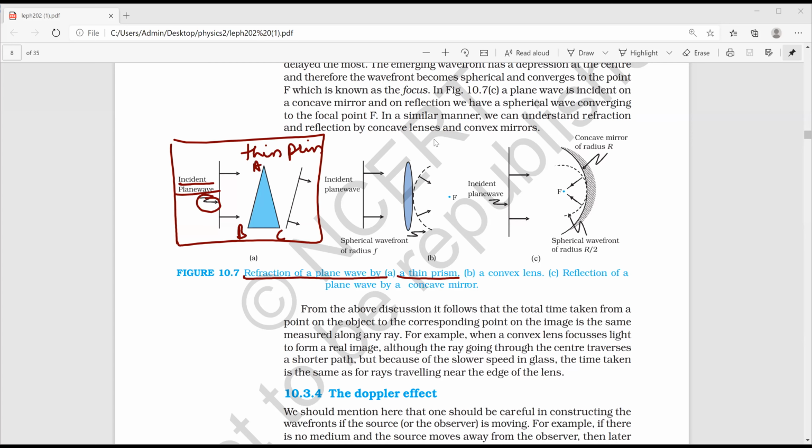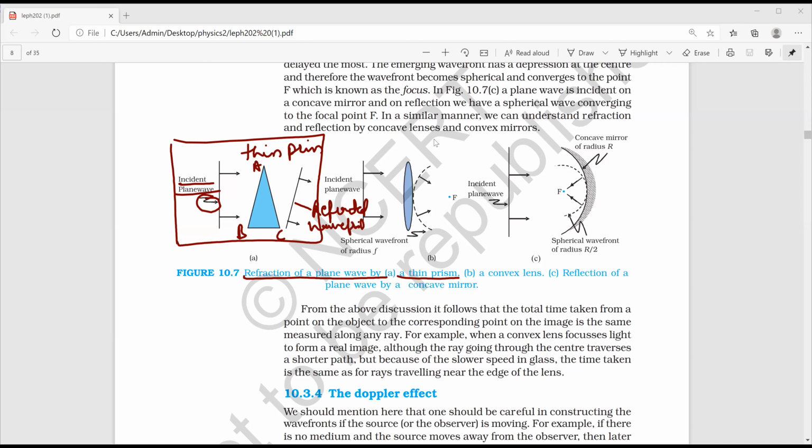So when a light ray or incident plane wave passes through this thin prism, refraction takes place. This is the incident wavefront and this is the refracted wavefront. So this is in case of a thin prism.